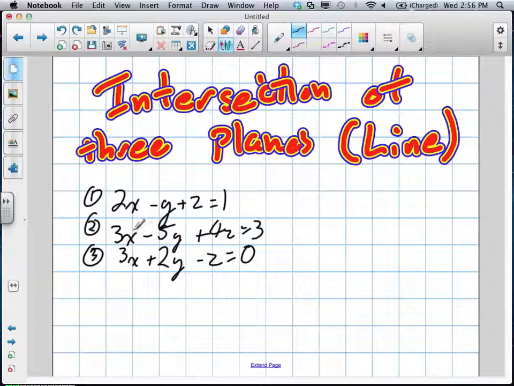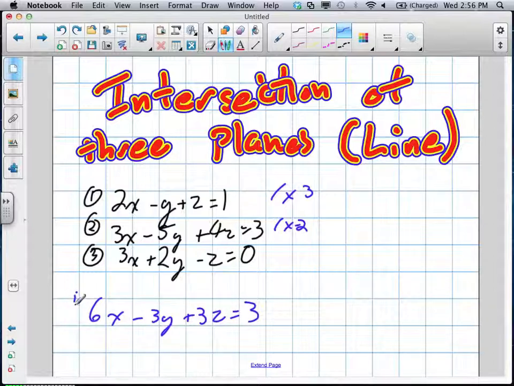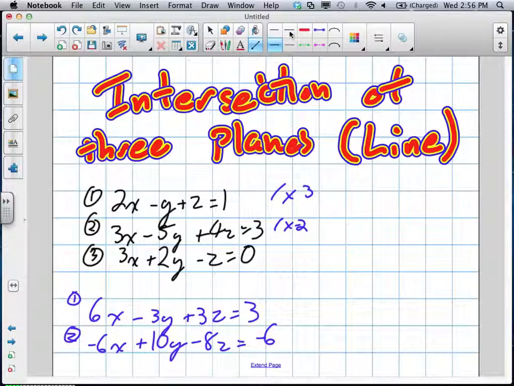So in order to get rid of the x in equation 2, I'm going to multiply equation 1 by 3, and I'm going to multiply equation 2 by 2. The reason I do that, it gives me 6x, and we'll make one of them negative. We'll make this one negative. 6x minus 3y plus 3z equals 3. That's our equation 1. Equation 2, when we multiply by negative 2, gives us negative 6x plus 10y minus 8z is equal to negative 6. So that's one of them.